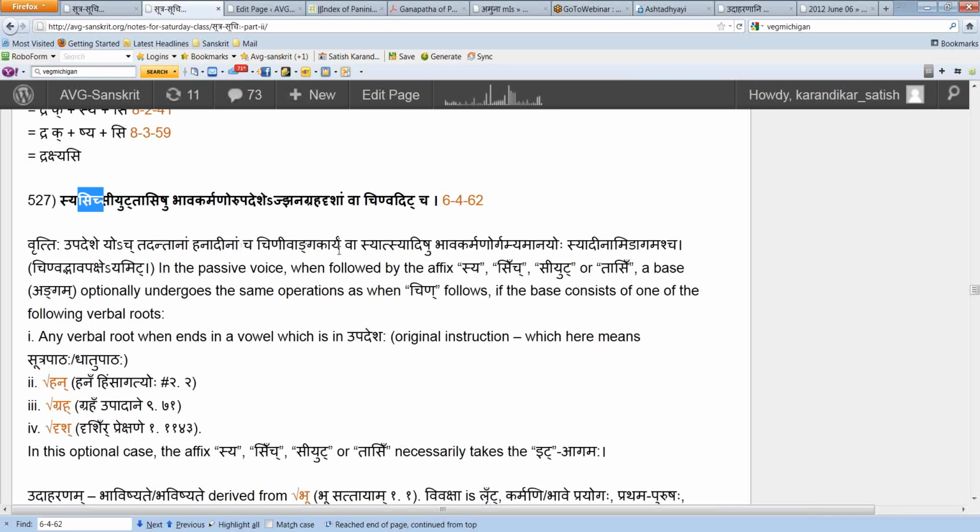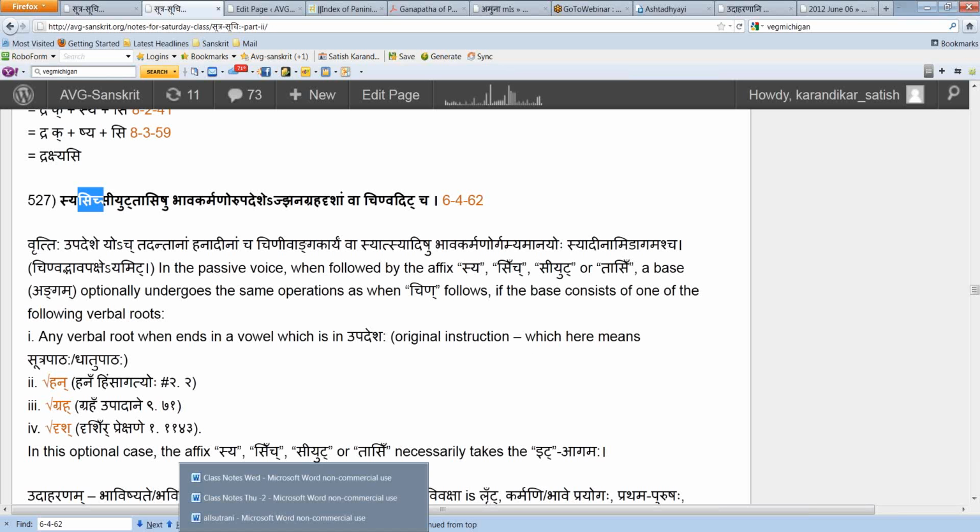Vasyat, optionally. But when sya adishu, when sya, sich, siyut or tas is following, bhavakarmanoho, yamyamanayoho, in the passive, and syadinam, excuse me, sya syadinam idagamascha. This sya, etc. When chinvad bhava is there, in the optional case when chinvad bhava is there, you don't have to check the dhatu. When chinvad bhava is there, idagama is necessarily done.